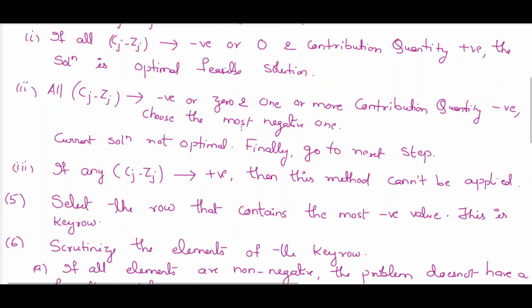Then you have to choose the most negative one of the contribution quantities. That will be the key row. In your maximization and minimization problem, first of all, we used to select the key column, and after that we used to determine the key row. But in case of dual simplex problem, first we will choose the key row, and after that we will determine the key column.